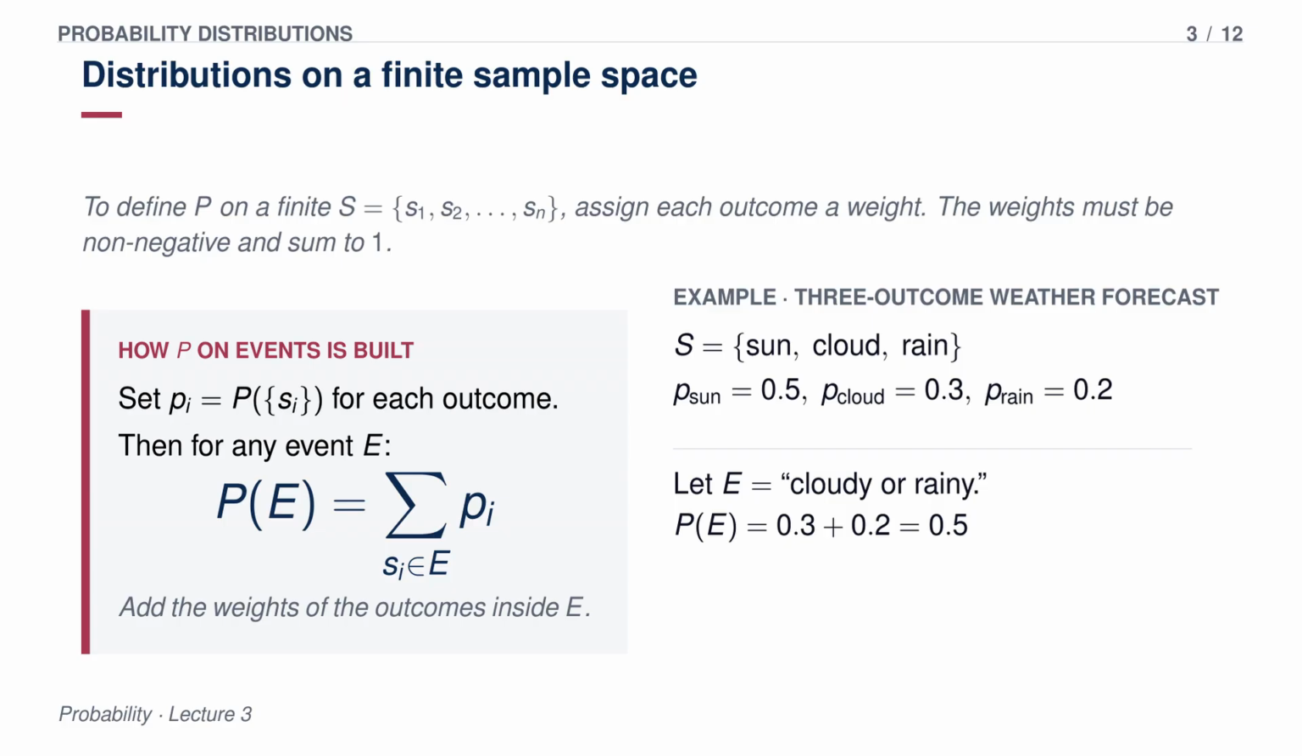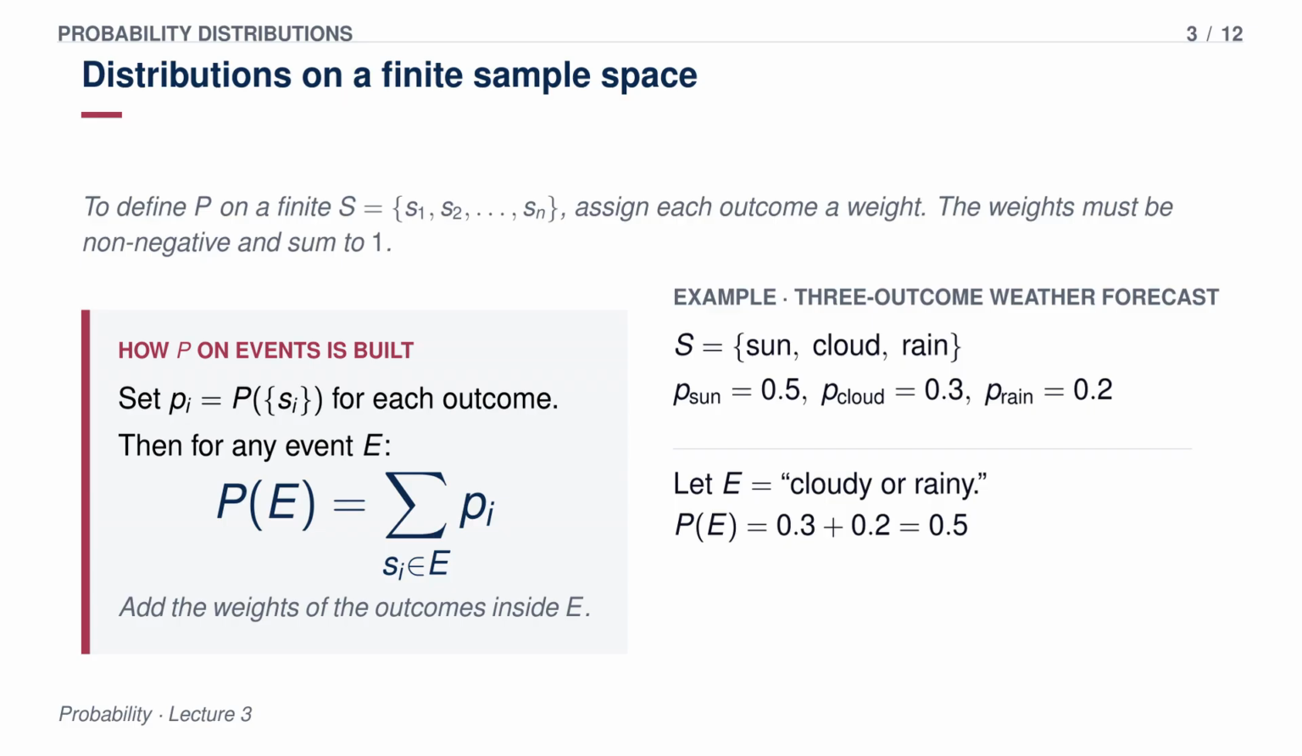So if I want to find the probability of a broader event, say the event is cloudy or rainy, I just look at the outcomes inside that event and add up their weights. Exactly. So 0.3 for cloud plus 0.2 for rain. The probability is 0.5. That is the complete mechanism for finite sample spaces. The probability of an event simply equals the sum of the weights of the outcomes it contains. That seems almost too easy when the weights are just handed to you like that.